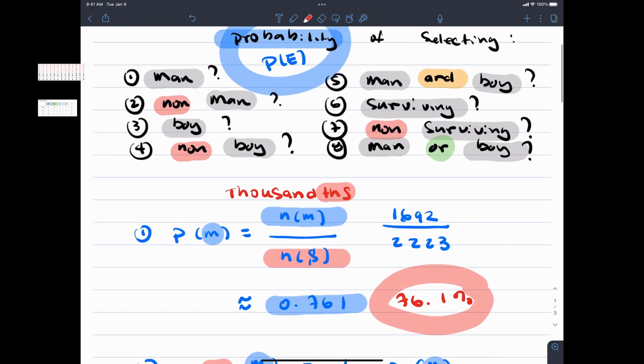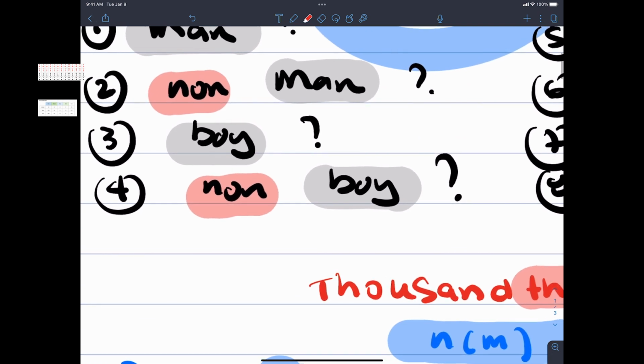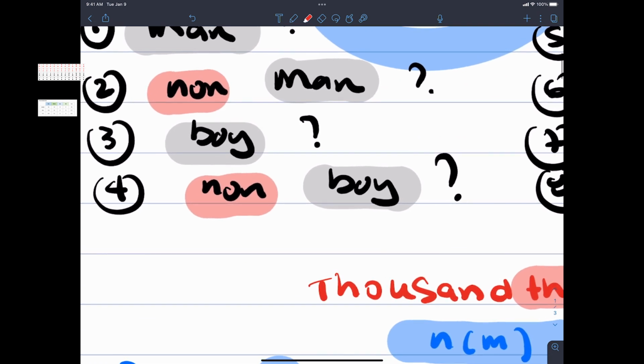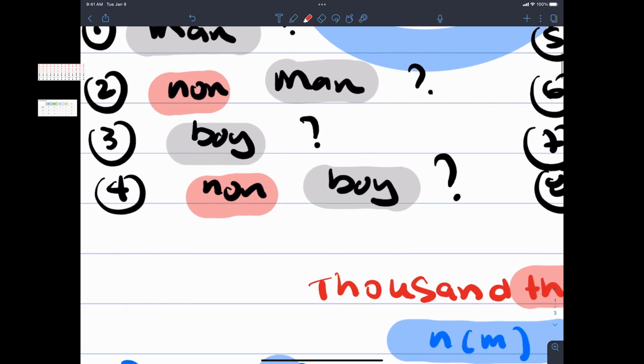So number 2 is a complement rule question. Is number 3 a complement rule question? No, but number 4 is. Okay, you guys see what I'm saying? Number 3 is not a complement rule question. Number 4 is.